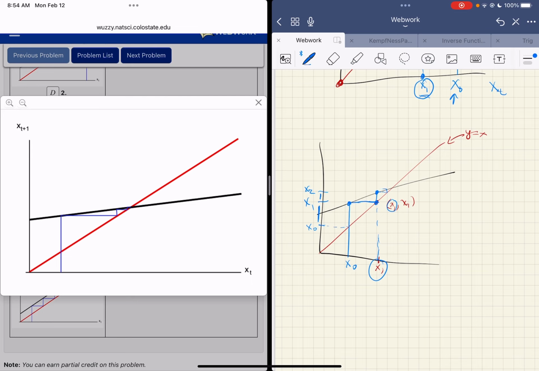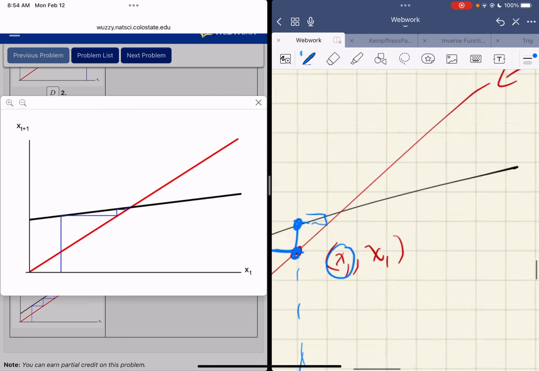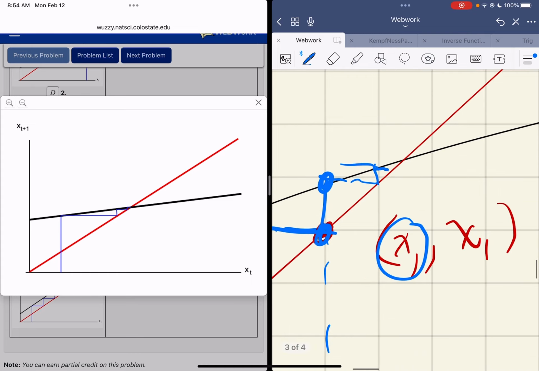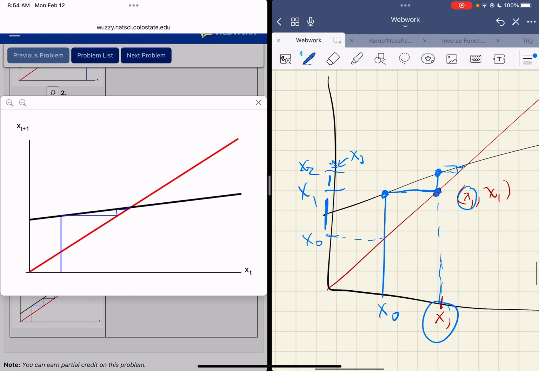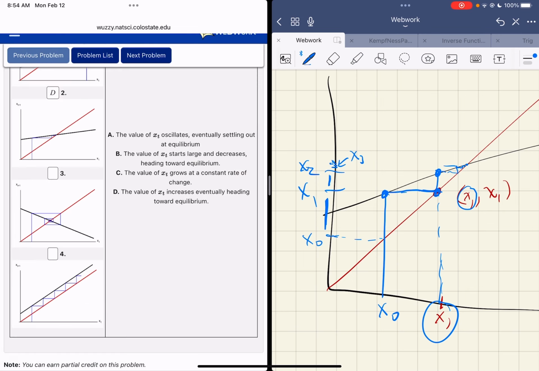And it gets even worse. x3 is like right there. I'd have to zoom in to start to be more accurate, right? And it gets worse and worse and worse. Bop, bop, bop, bop. You know, the vertical jump, so then this is x4, and then this is x5. They're really bunching up because they're getting stuck at this equilibrium value. This is not a constant rate of change. So C does not apply here.